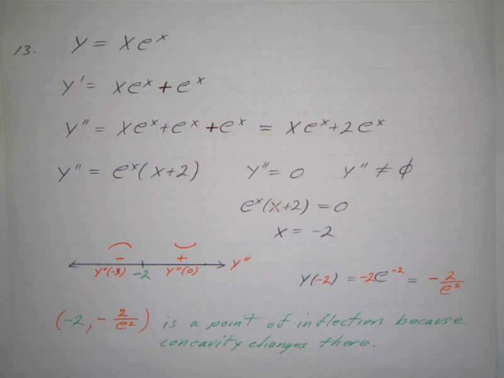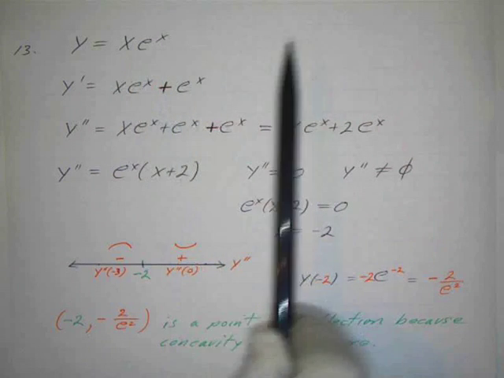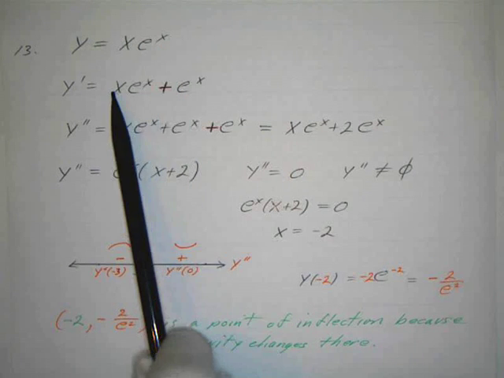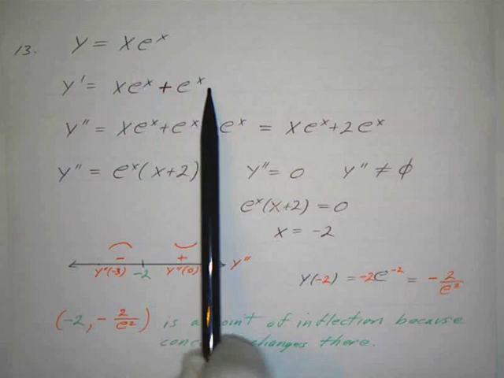Okay, these are some more problems from section 4.3, and number 13. We wanted to find the point of inflection. So again, we have to take the second derivative and check for concavity change. So this was my function, x e to the x. If I take the first derivative, where you have to use the product rule, first times the derivative of the second, so x times e to the x, plus the second, which is e to the x, times the derivative of the first, which is 1.